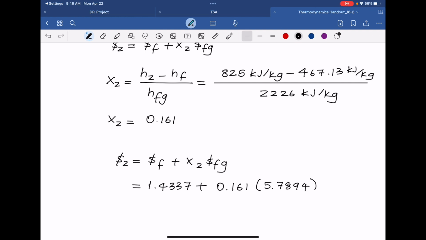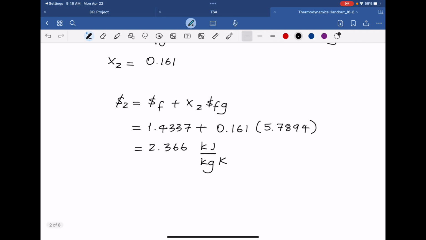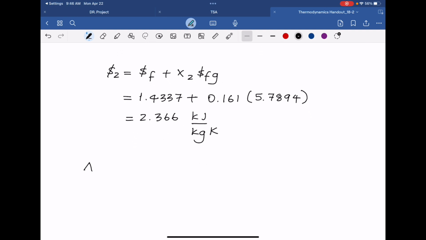I skipped the units, but don't forget to include the units. It will prevent you from making mistakes, because you should always make sure the units that you are finding match each term. So that is the specific entropy at the second state, and the last step in this problem is to find the entropy change of our system from this relation, right?